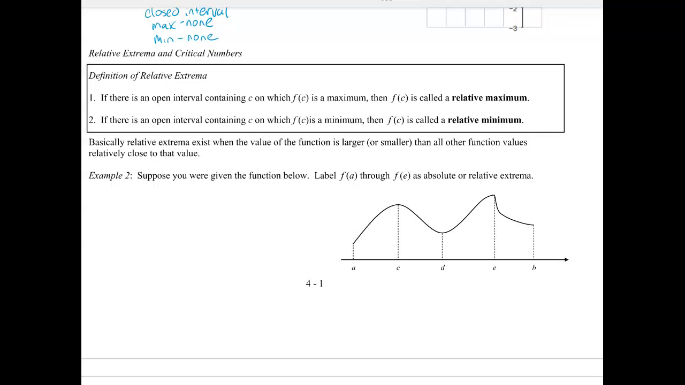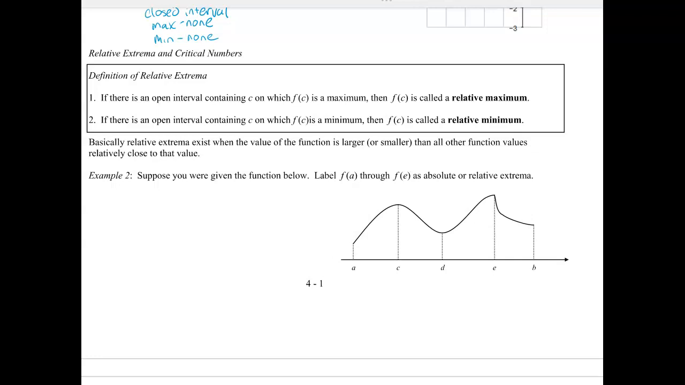Alright, let's talk relative extrema. If there's an open interval containing c on which f of c is a maximum, then f of c is called a relative maximum. If there's an open interval containing c on which f of c is a minimum, then f of c is a relative minimum.